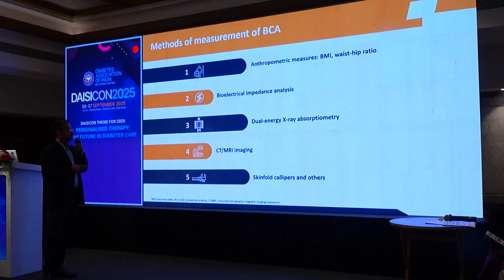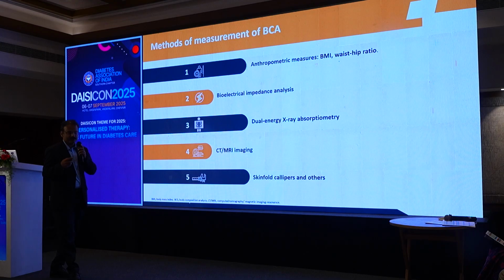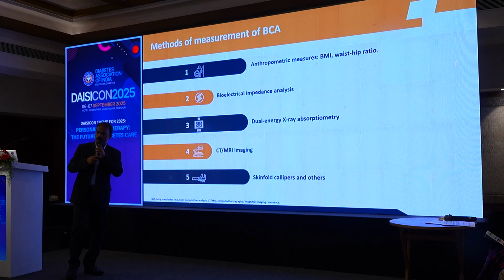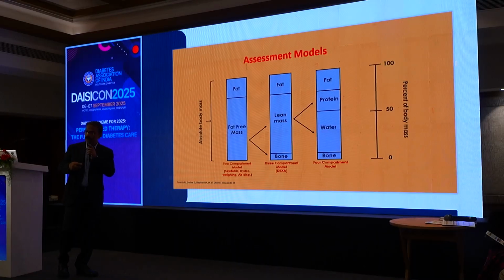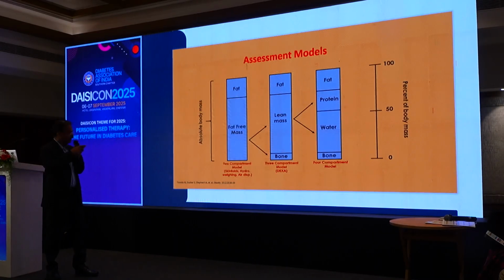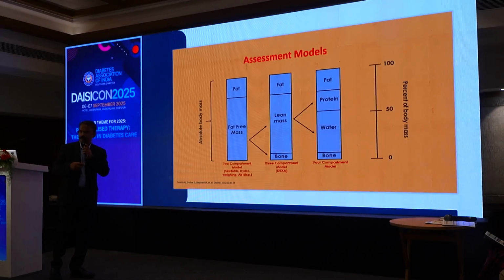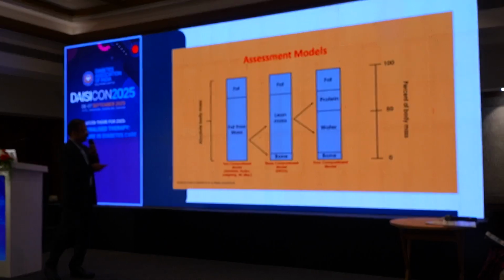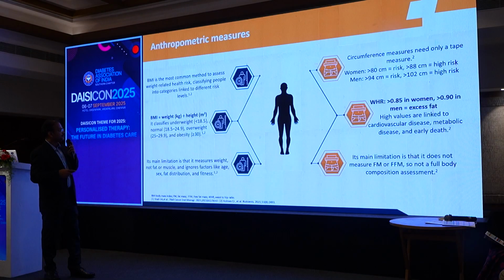Starting from basic methods like anthropometric measures, BMI, waist circumference, and waist-hip ratio, followed by bioelectrical impedance analysis, DEXA, CT, MRI, skinfold calipers and others can be utilized for body composition analysis. These are the various assessment models: 2-compartment model, 3-compartment model, and 4-compartment model. The 2-compartment model can be measured using the skinfold technique, hydrodensitometry, and air displacement method. In the 3-compartment technique, DEXA is very helpful, and then the 4-compartment model.